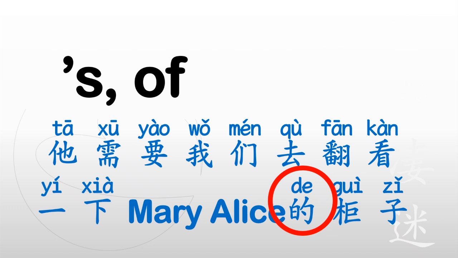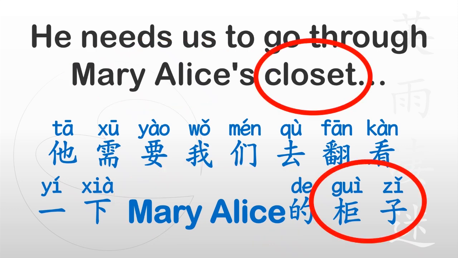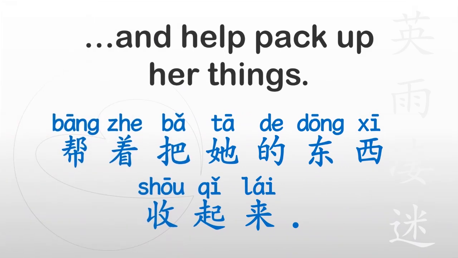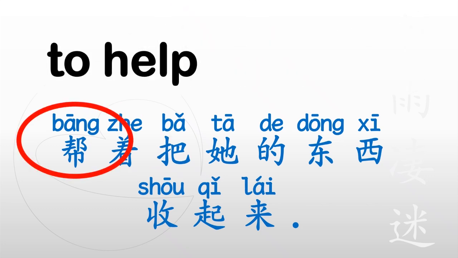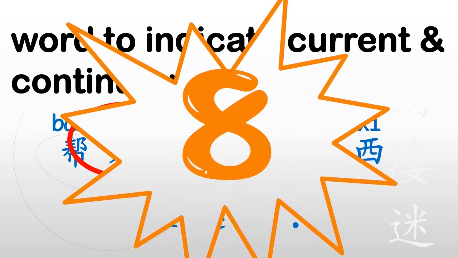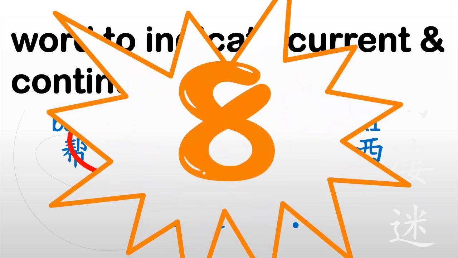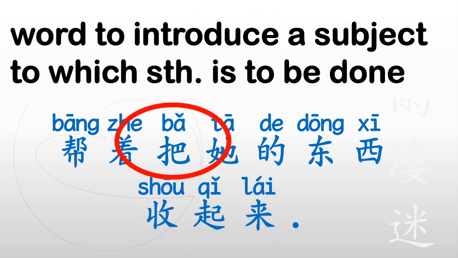的 Mary Alice 的柜子。帮着把他的东西收起来。帮着 We'll have a grammar episode on this word soon. You might want to check out episode 8 for a previous discussion. 把他的东西收起来。把 We'll come back to this word in just a moment.